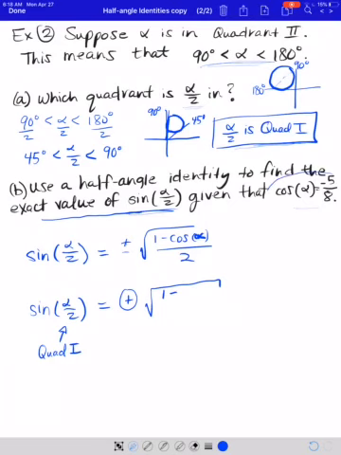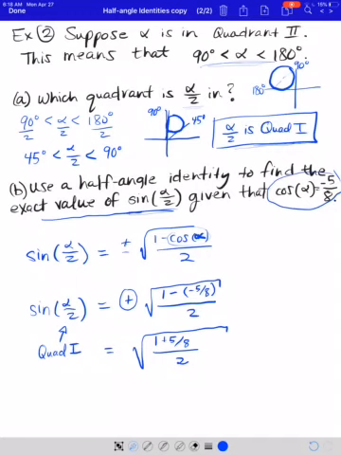And we were given cosine of alpha. Cosine of alpha is -5/8. So that means for this entire expression, cosine alpha, I'm going to replace that with -5/8. And of course, this is divided by 2. And now we just have to finish simplifying. We'll get the square root of 1. This turns into a plus 5/8 divided by 2.